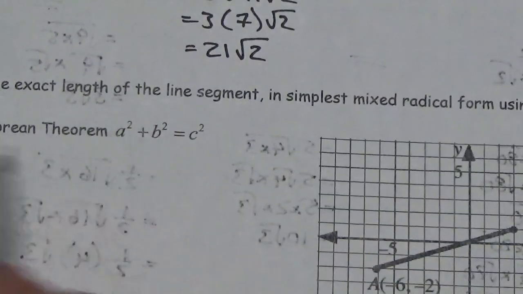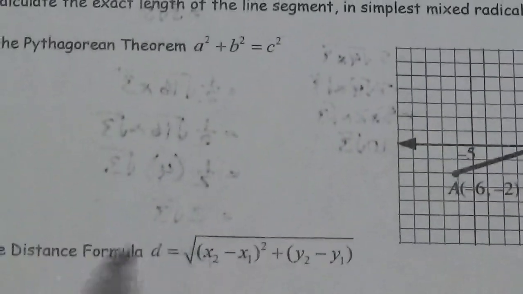Okay, so this question says, calculate the exact length of the line segment in simplest mixed radical form using the Pythagorean theorem, and then we're going to use the distance formula here.